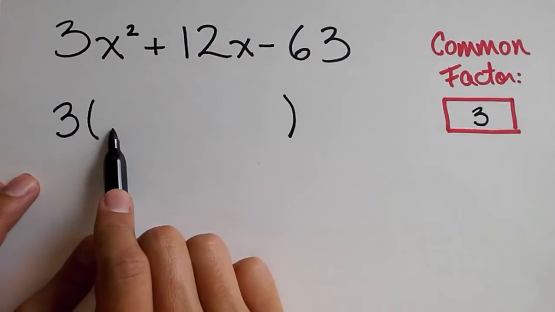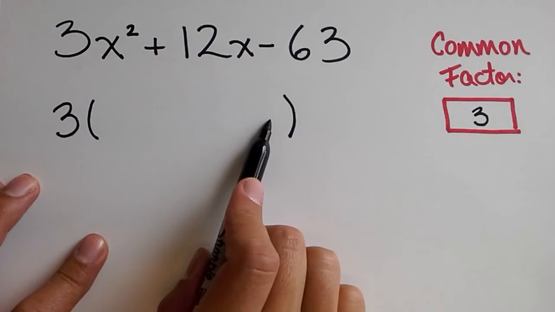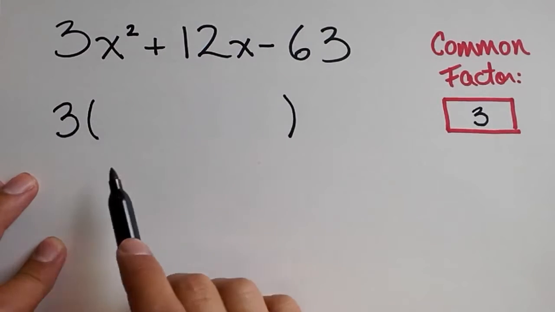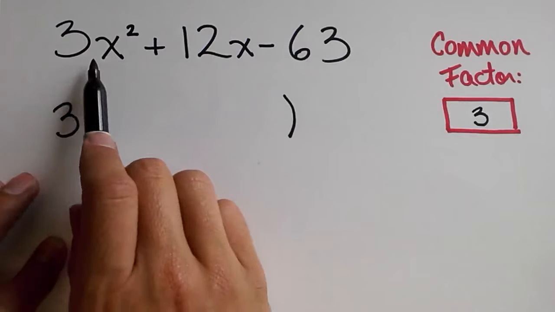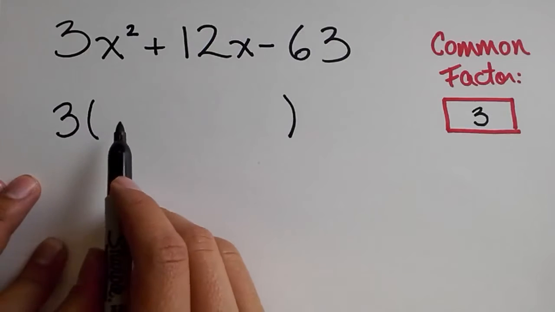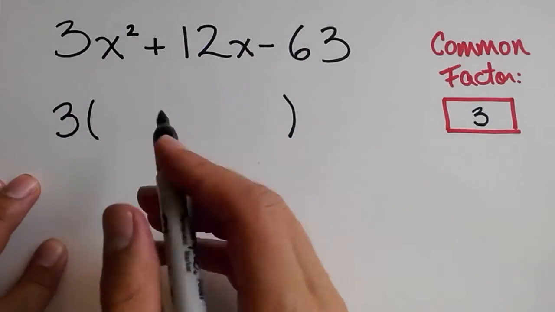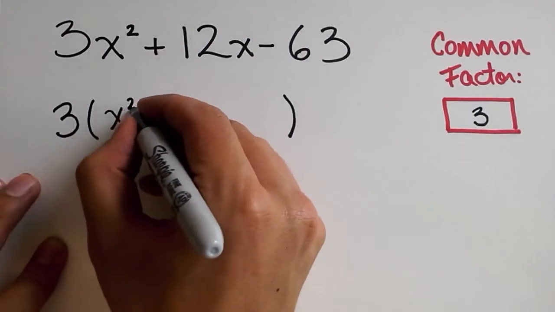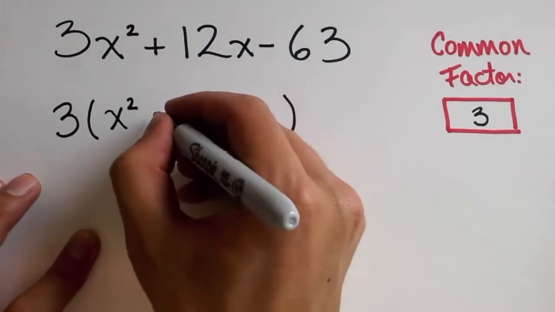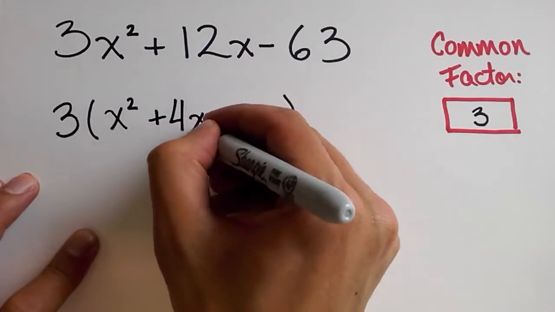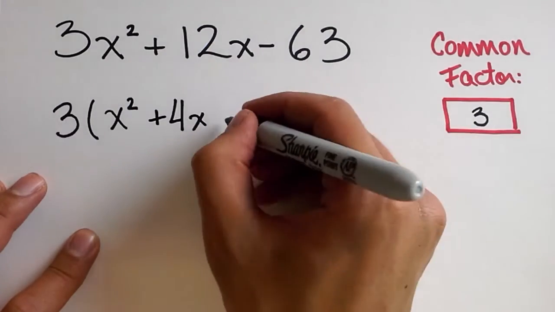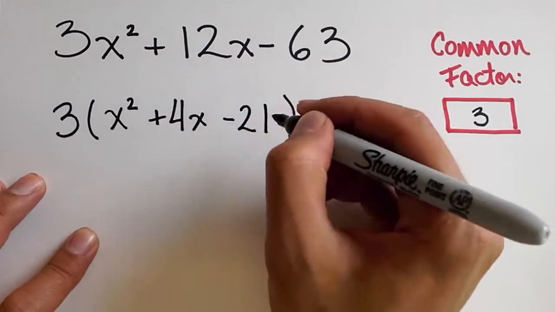Now you want to think, which are the three terms that should go inside of this parenthesis, such that if I do the distributive property with these 3, I would obtain my original expression. Let's say 3 times who would give me 3x squared? Well, in that case that would be x squared. 3 times how much would give me 12x? 4x. And 3 times how much would give me negative 63? That case would be negative 21.